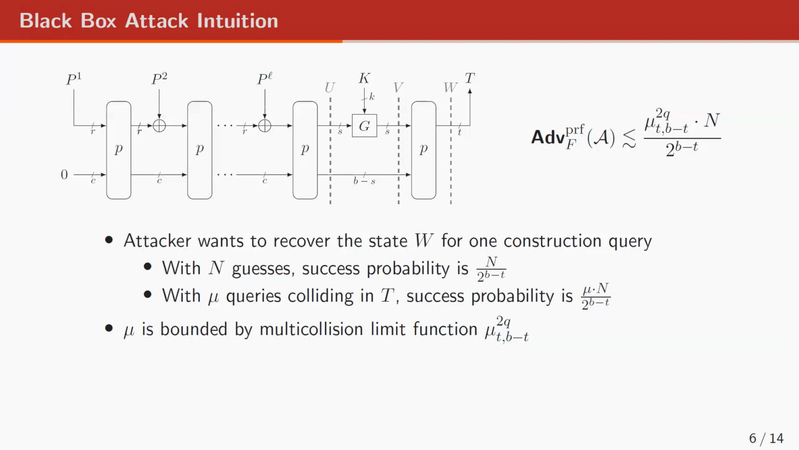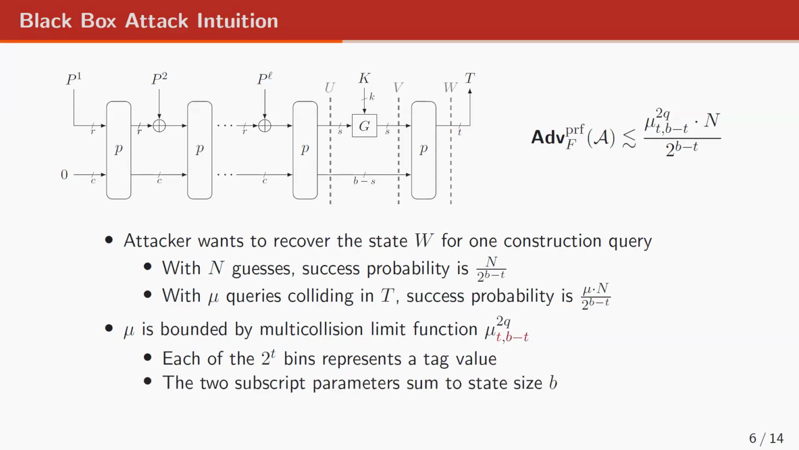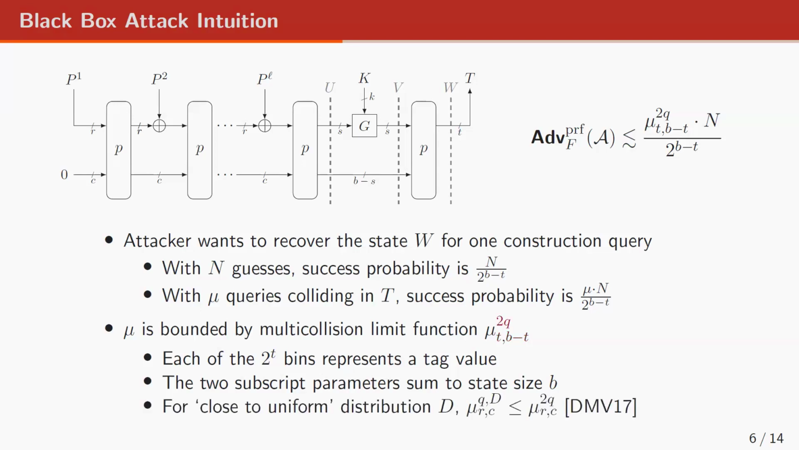The reason that we have the parameters of the multi-collision limit function like this, I will now go over. First, the parameter t indicates that there are 2 to the power t bins. Basically each bin represents an individual tag value, since there are also 2 to the power t tag values because the tag is t bits long. Then the parameters t and b minus t together sum to the state size b, which is usually the case when the multi-collision limit function is used in sponge constructions. And finally, there are 2 Q balls, and each ball basically represents a different construction query.